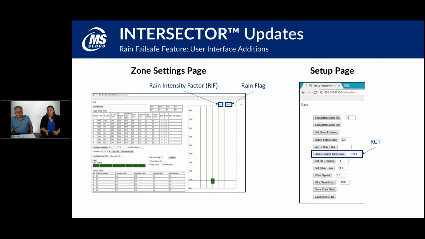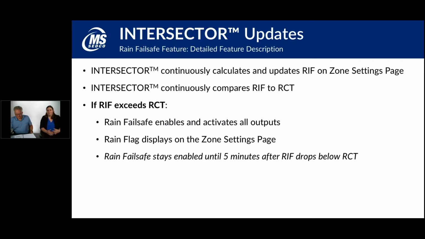But then on the setup page is your rain counter threshold, which is where a user can go in and adjust that counter threshold as they see fit. So how the feature works is Intersector continually calculates and updates this rain intensity factor, and it's constantly comparing it against that rain counter threshold. If it's below that counter threshold, it's going to operate exactly as you're used to Intersector operating, and if it exceeds it, then your fail-safe mode enables and all outputs go into recall.